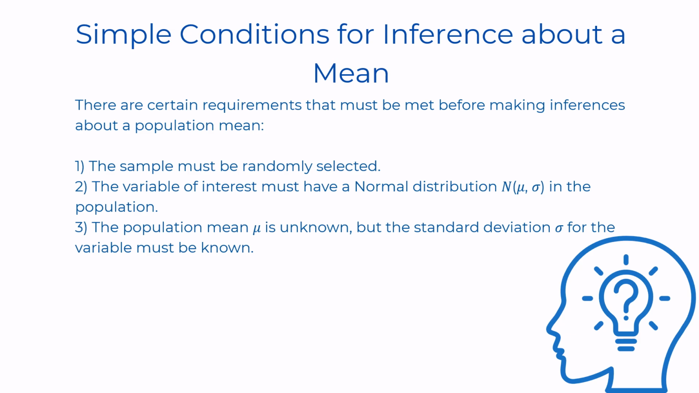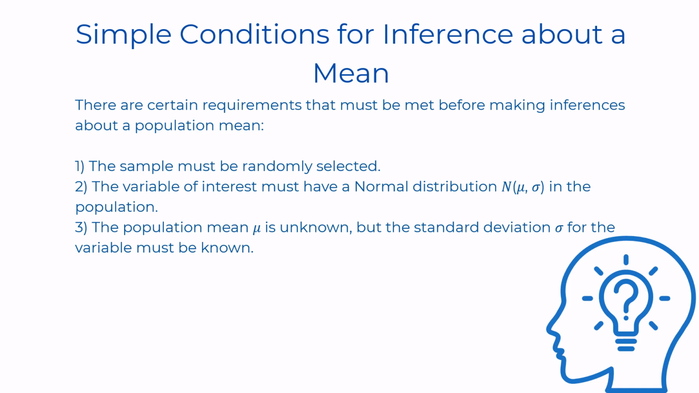There are simple conditions for inference about a mean. These are the requirements needed before making inference about the population mean. First, the sample must be randomly selected. Again, it should be unbiased. You select your samples randomly.